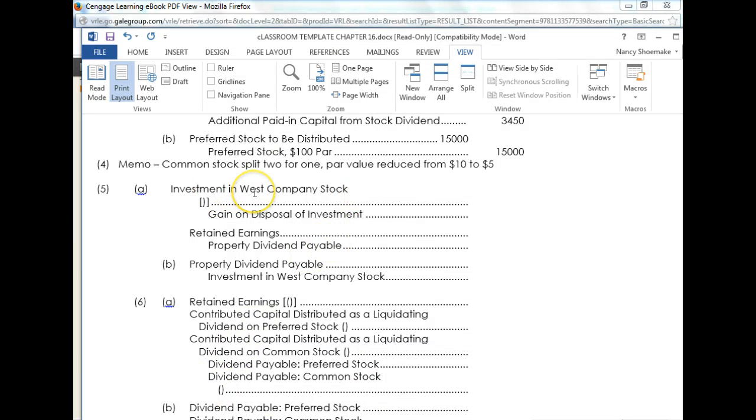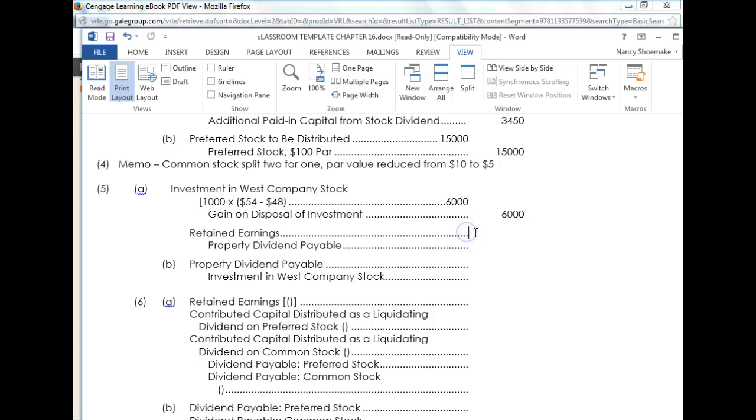So, investment in West Company stock. The way we're going to calculate that investment in West Company stock, 1,000 shares times the difference of $54 minus the $48, which is going to show on our books of 6,000, and the gain on disposal of investment, 6,000.